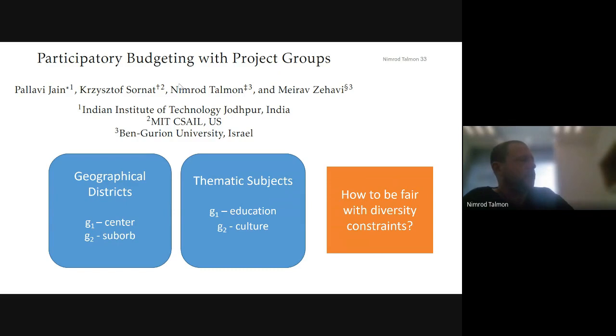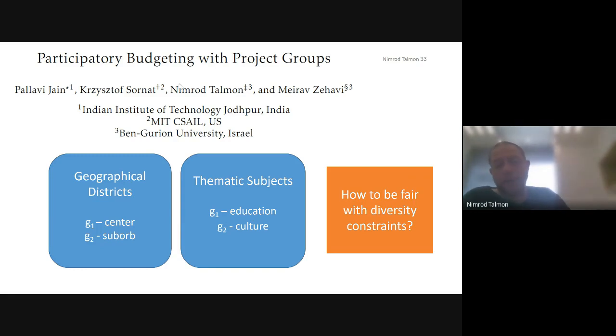of projects that get funded in each group, but to consider that this grouping corresponds to, let's say, different neighborhoods or different thematic subjects. Like you can take all of the projects and say, okay, these projects relate to infrastructure, these projects relate to education, these projects relate to culture, and now maybe you want to define certain lower bounds or upper bounds on how much of the total budget you want to spend in each one of the districts or in each one of the thematic subjects.